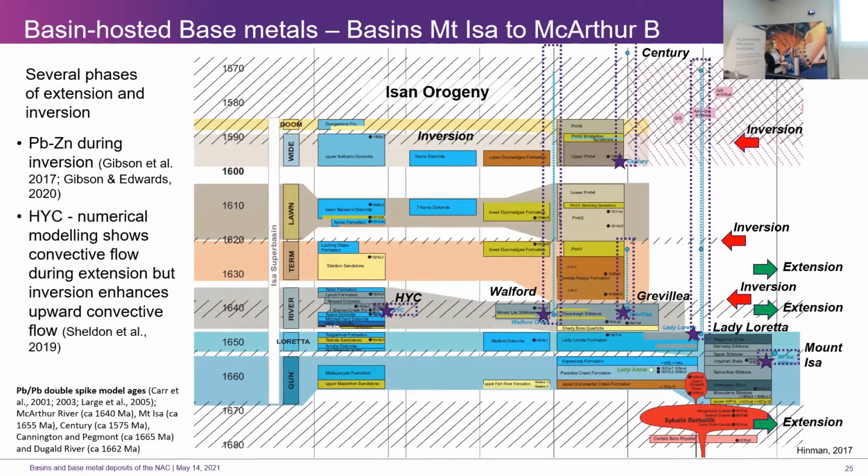And it's interesting because convective fluid flow by the CSIRO group is shown at HYC. You can generate fluid flow during extension, but it's much more effective during compression.